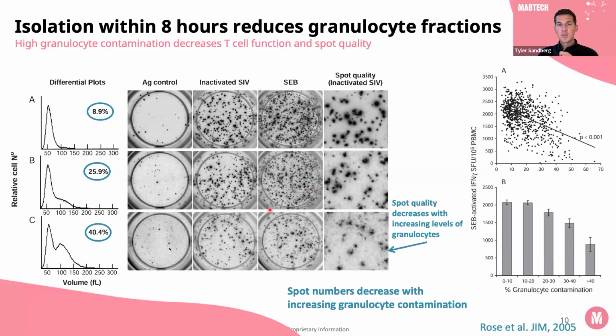And this was a nice study from 2005 where they were showing that increasing fractions of granulocytes actually has a negative effect on the spot quality that you're using to generate your data, as well as the spot numbers. So increasing granulocyte contamination actually led to a lower number of spot forming units. So showing that they've already done their work, even if they were potentially removed later.